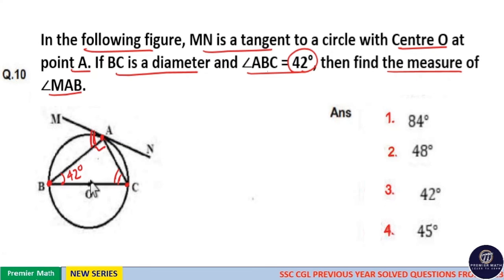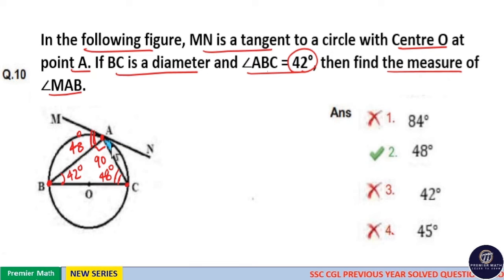Now point A is on the circumference, so BC can create 90 degrees with A. And this is 90, this is 42, which means this is 48 degrees. If this is 48 degrees, then this angle is 48 degrees. So option 2 is your answer.